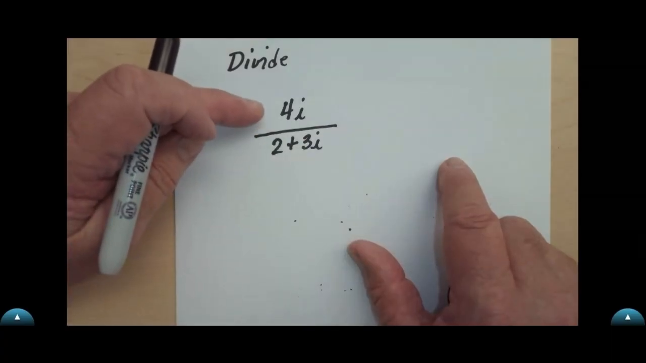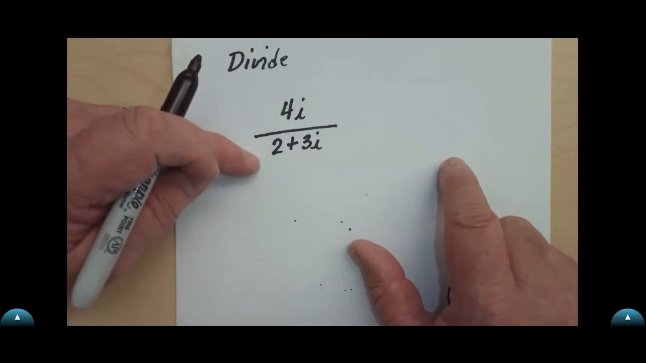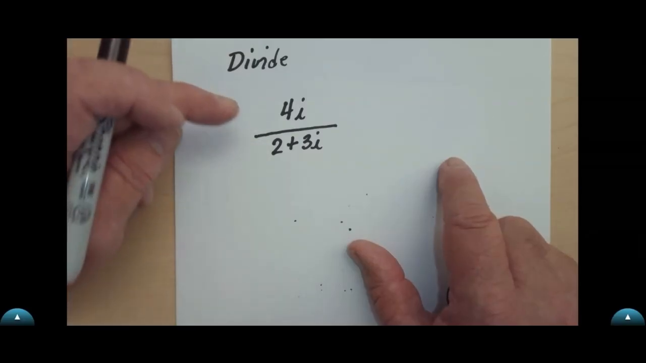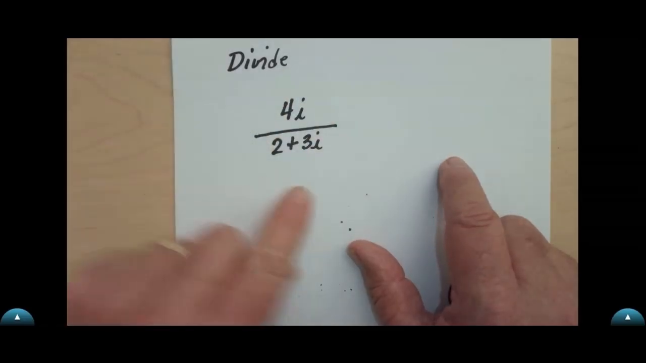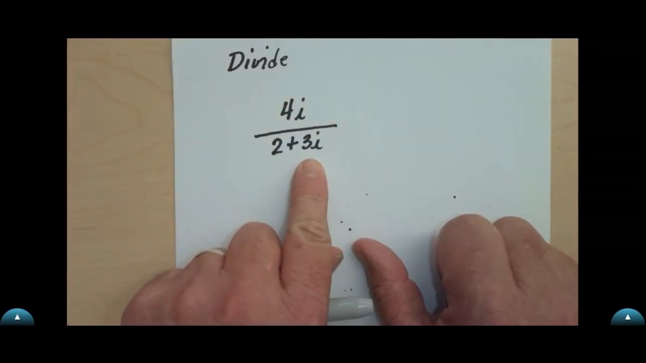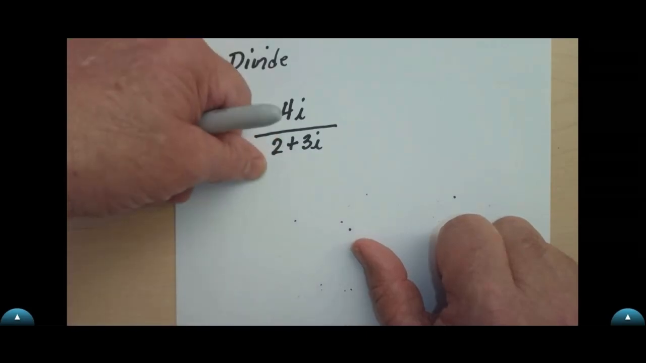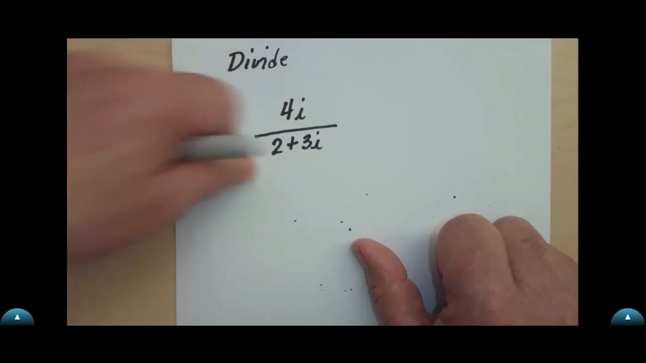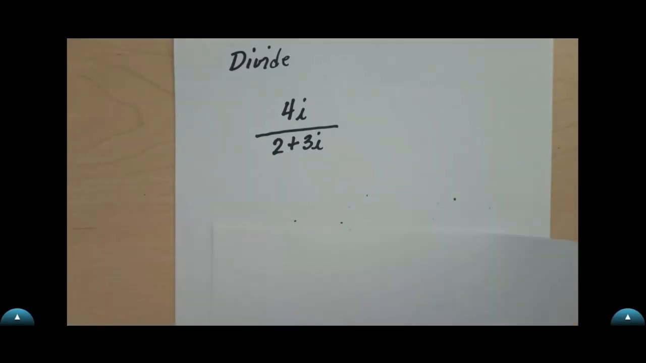Anytime you have a division problem involving complex non-real numbers, you have to find a way to write this so that you do not have i in the denominator. It's okay to have i on top, but you can't have it on bottom, okay? And here's the little trick we're going to use to make that happen, and it's a pretty simple one.